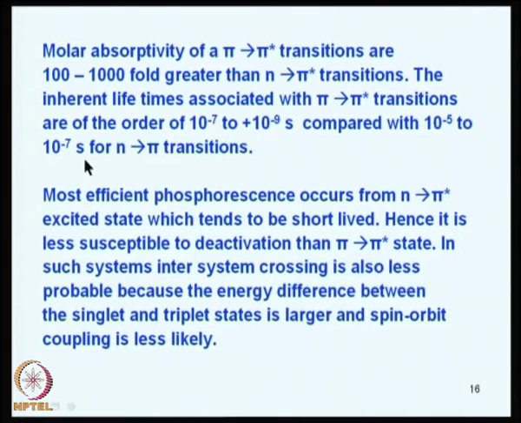So, the molar absorptivity of pi to pi star transitions in general is about 100 to 1000 fold greater than n to pi star transitions. The inherent lifetimes associated with such transitions are of the order of about 10 raised to minus 7 to 10 raised to minus 9 seconds, compared with 10 raised to minus 5 to 10 raised to minus 7 seconds for n to pi star transitions. So, obviously, n to pi star transitions would lead to fluorescence rather than pi to pi star transitions. Most efficient fluorescence can occur from the n to pi star excited state, which tends to be short lived. In such systems, intersystem crossing also would be very less.